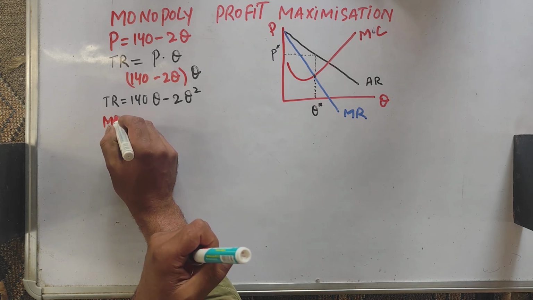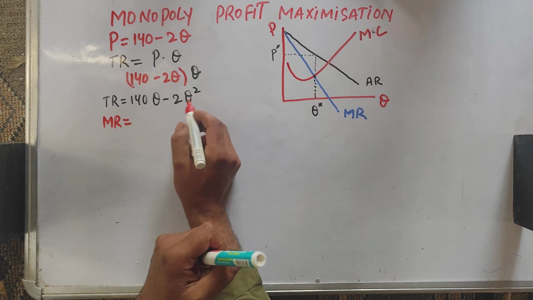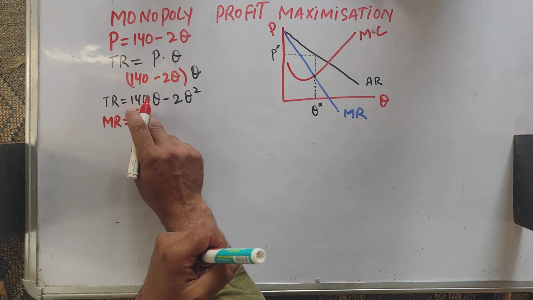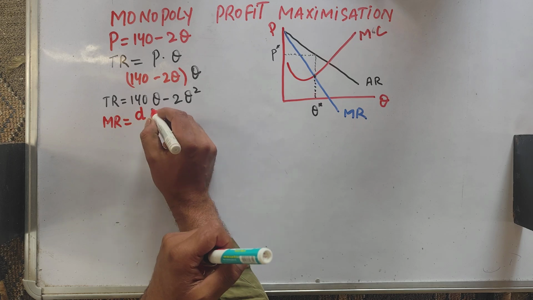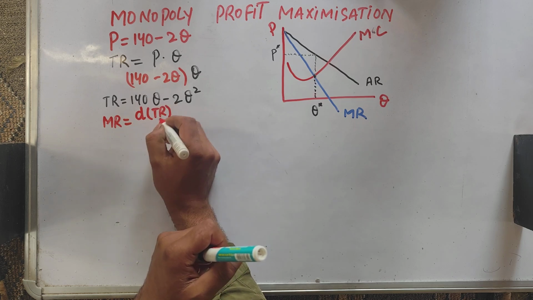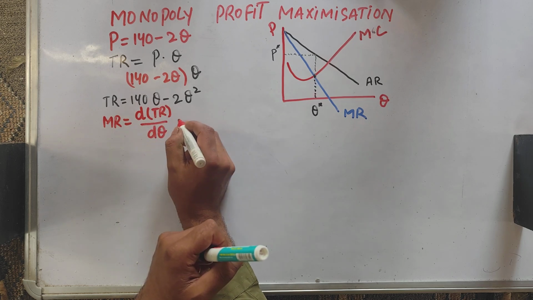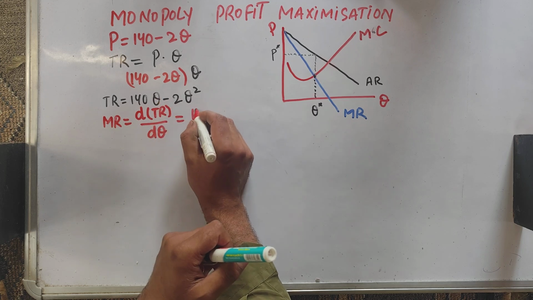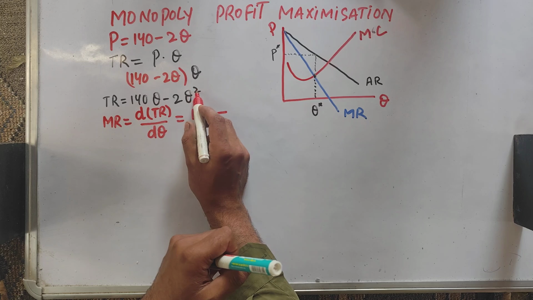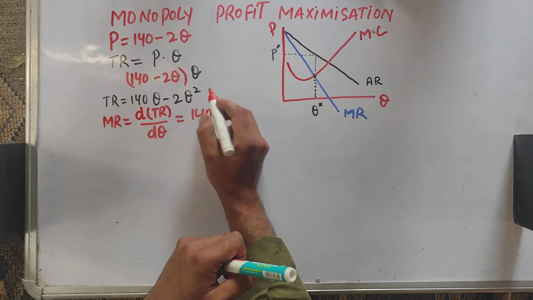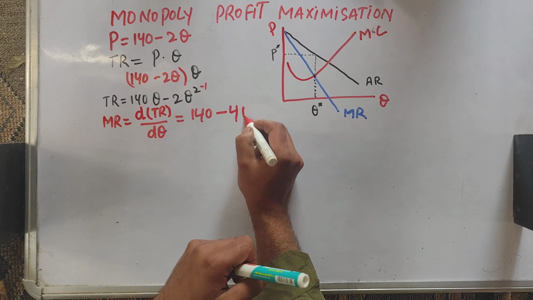Marginal revenue will simply be the derivative of the total revenue function. Since we have only q here, we take the total derivative of the total revenue function with respect to output. So the derivative of 140q is 140, minus the derivative of 2q square. By the power function rule, the exponent becomes a coefficient, so we have 2 times 2, which is 4, and the exponent is reduced by 1, so it becomes 4q.